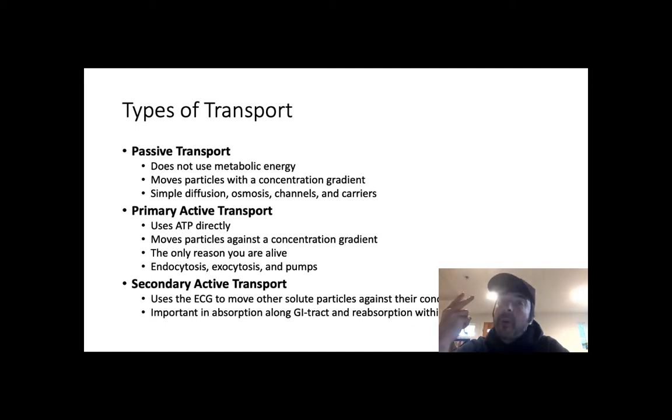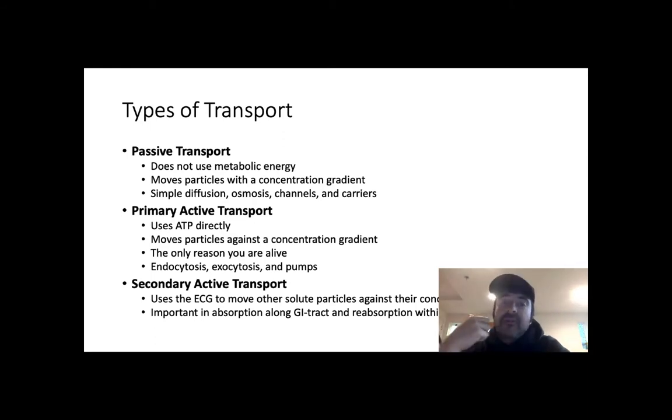It moves particles with their concentration gradient. In other words, if you see particles moving from areas of high to areas of low concentration, right, those particles are moving with their concentration gradient, and there's no reason to expend energy in order to do that.